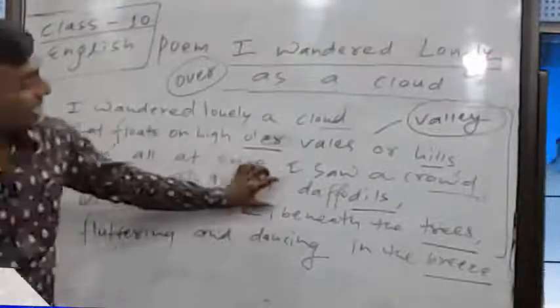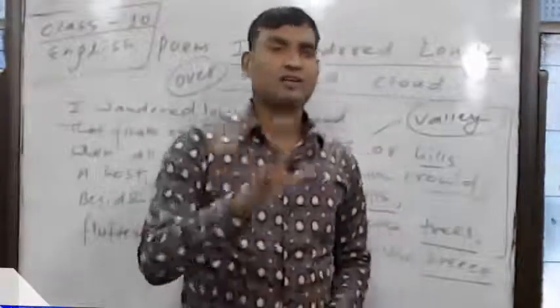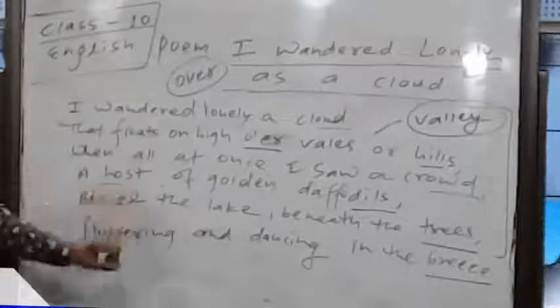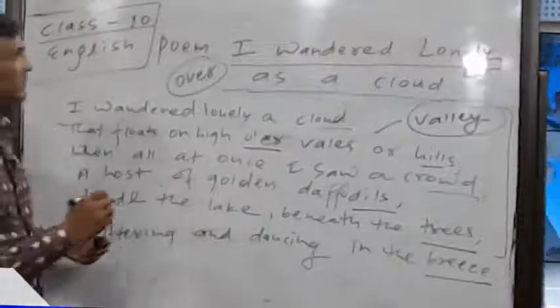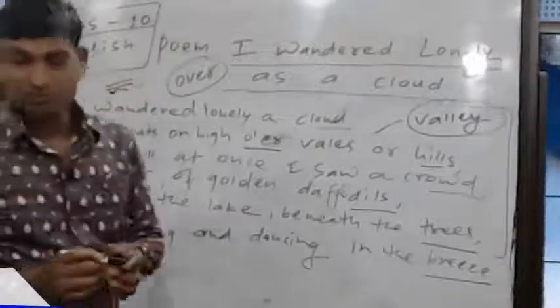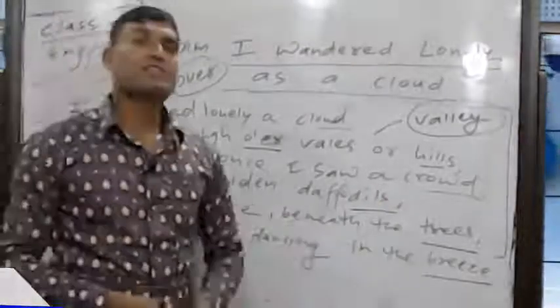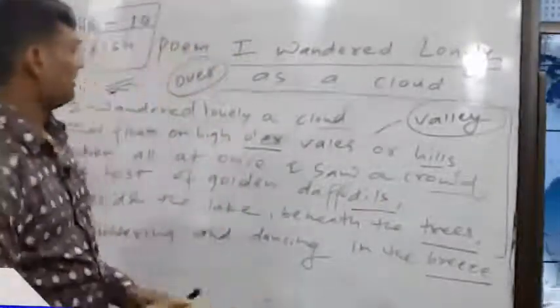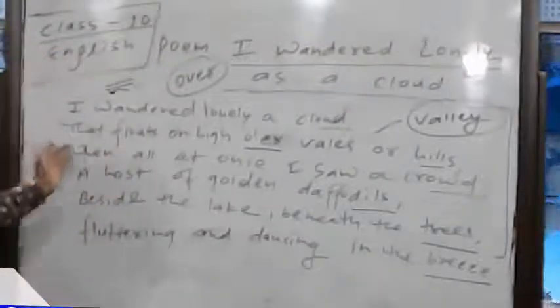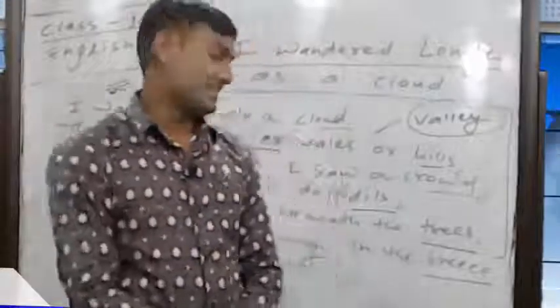Crowd of golden daffodils. Golden daffodils. It means golden color of daffodils, one kind of flower. And beside the lake, it means the daffodils are beside the lake. So many daffodils beside the lake and beneath the trees. Beneath means under the trees. Under the trees, so many, a host of golden daffodils.